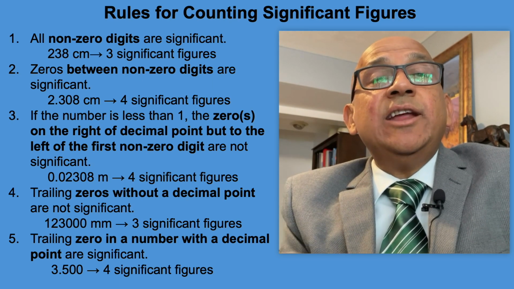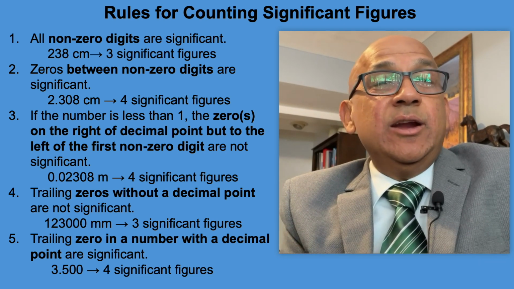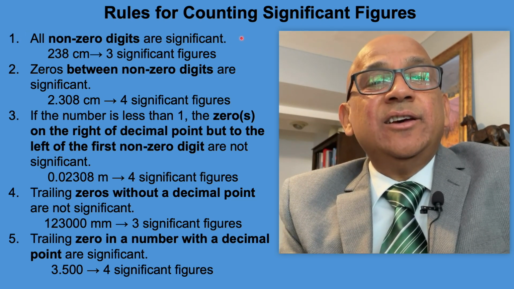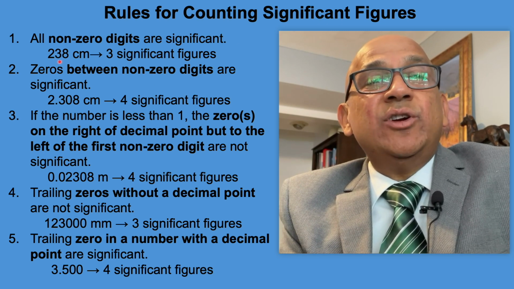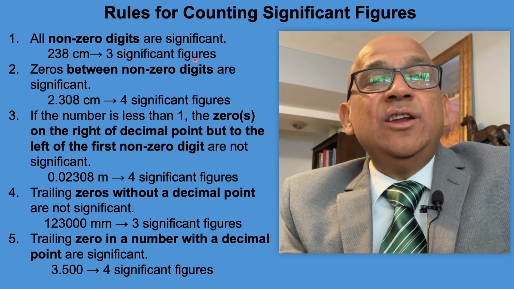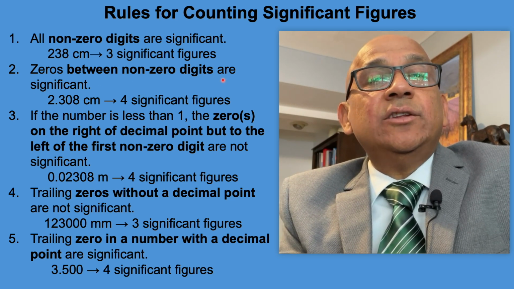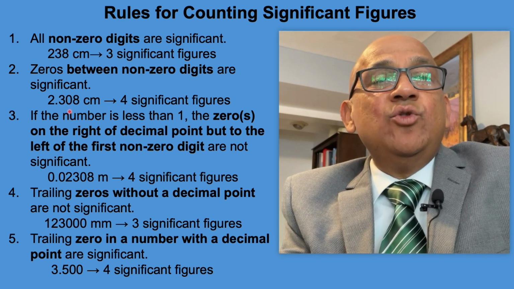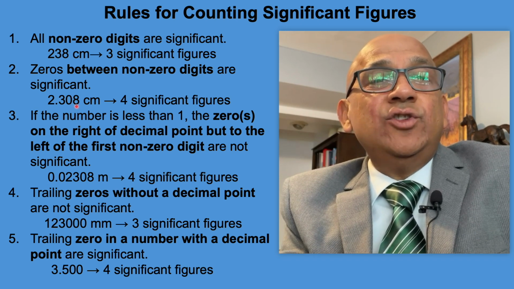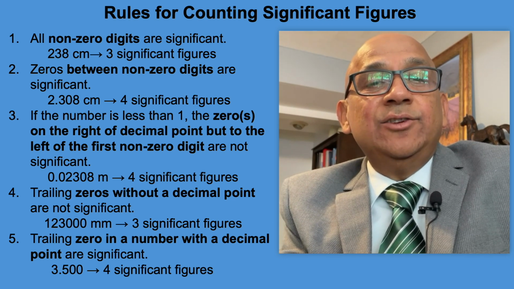Okay, so now I will tell you about some rules which are used for counting significant figures in given numbers. Rule number 1 is that all non-zero digits are significant. For example, if you have a number 238 centimeter, then all digits are non-zero, so it has three significant figures. Second rule is zeros between non-zero digits are significant. So here in this number 2.308 centimeter, even though there is one zero, it is in between non-zero digits, so this is also significant. So this number has four significant digits.